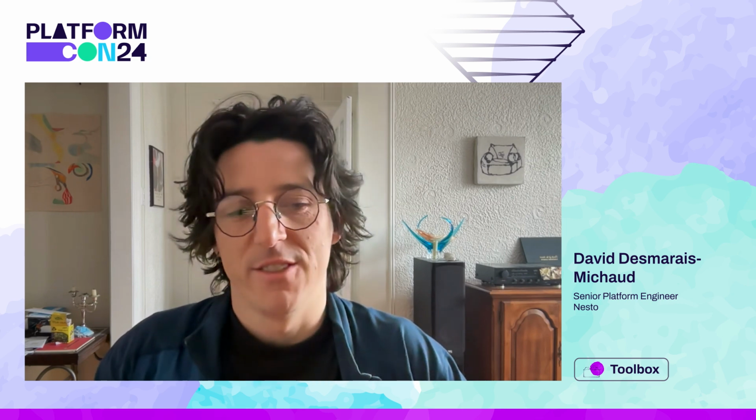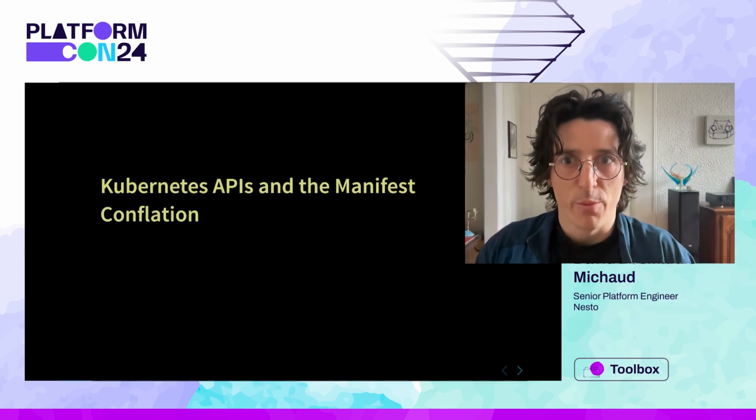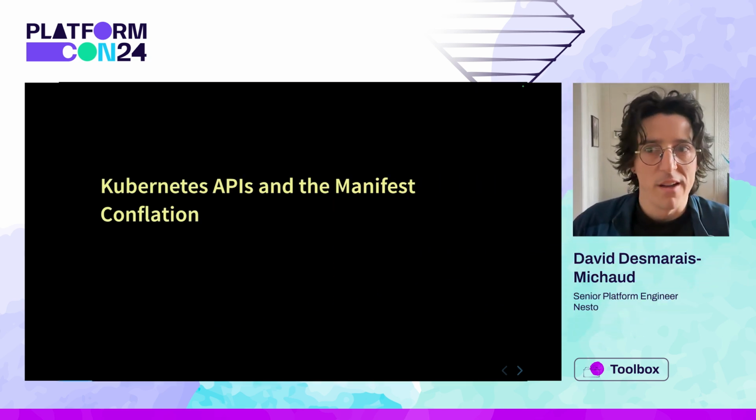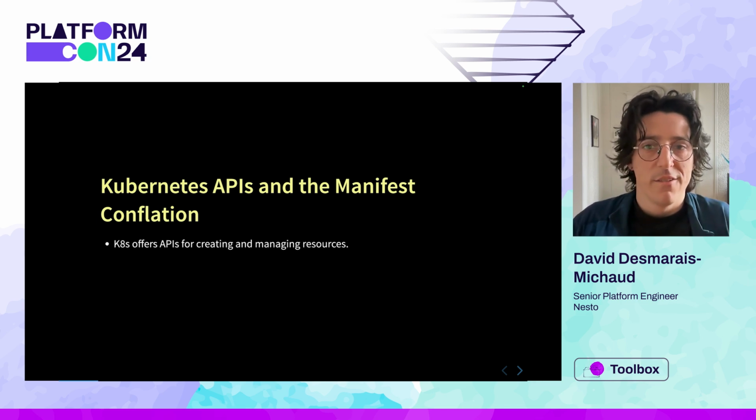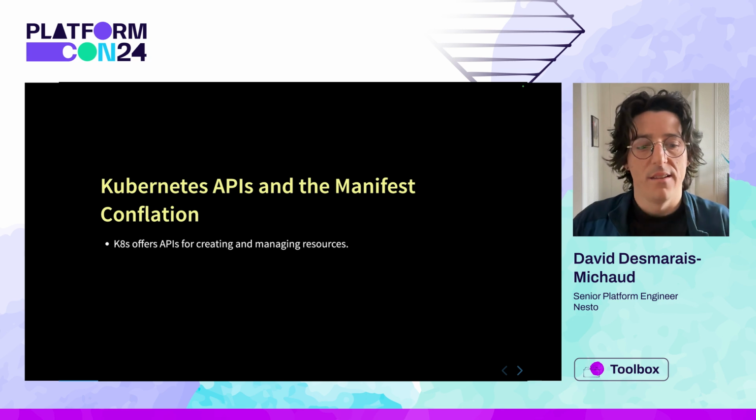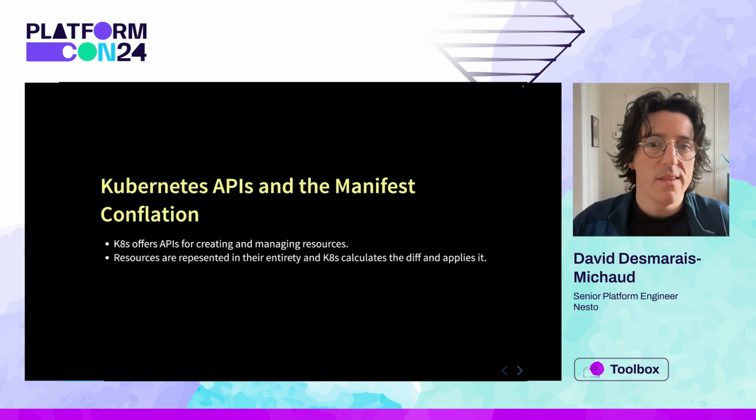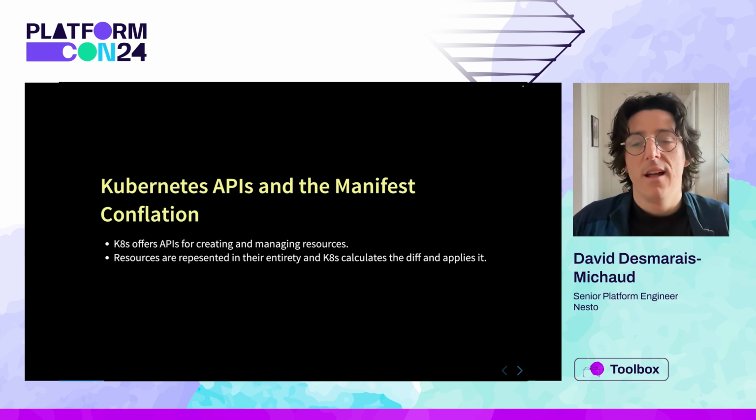To start this, we have to start at the beginning: Kubernetes APIs and what I like to call the manifest conflation. What I mean by that is that we start very simply with a set of Kubernetes APIs for creating and managing resources. These can be our services, pods, deployments, ingresses. And how this works is that we send these resources in their entirety to Kubernetes, and Kubernetes figures out what to do. It either creates it, calculates a diff, or applies it.